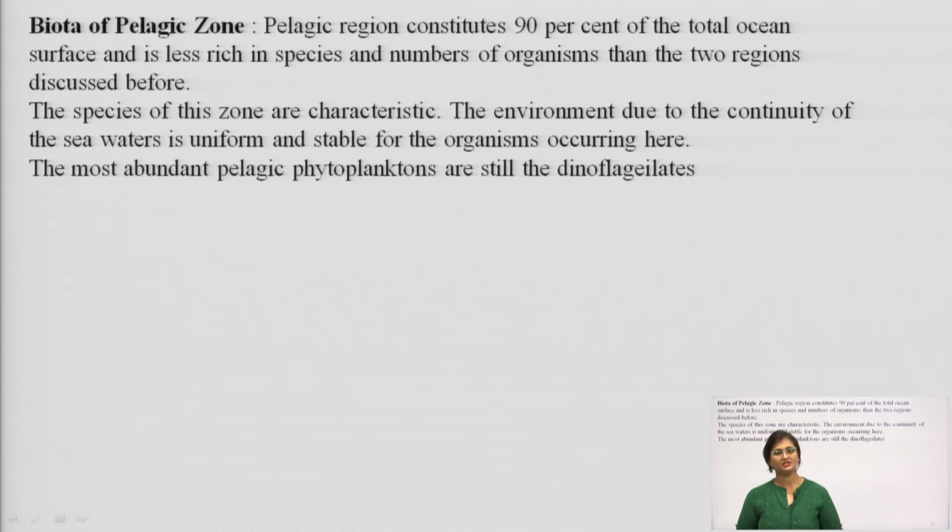The species of this zone are characteristic to the environment, because the continuity of the sea water is uniform and stable for the organisms which are found here. The most abundant pelagic phytoplanktons are still the dinoflagellates.